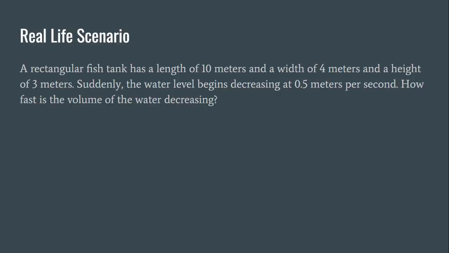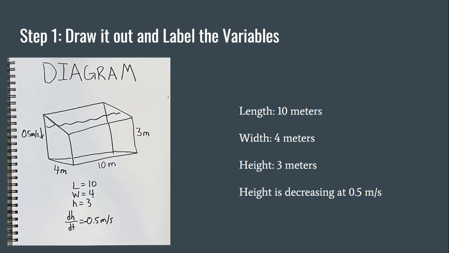Now here's a real life problem that uses related rates. A rectangular fish tank has a length of 10 meters, a width of 4 meters, and a height of 3 meters. Suddenly, the water level begins decreasing at 0.5 meters per second. How fast is the volume of the water decreasing? Now, to approach a related rates problem, the best way is to draw out a diagram first. So as you can see, the width is 4 meters, the length is 10 meters, and the height is 3 meters, and the height is decreasing at 0.5 meters per second. In this problem, remember, we're looking for the change in volume, which is dV over dt.